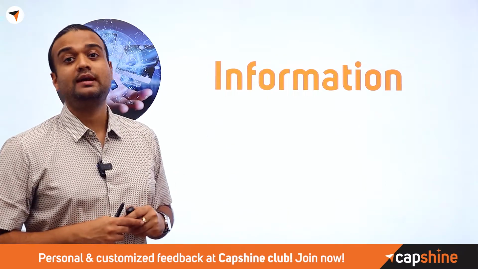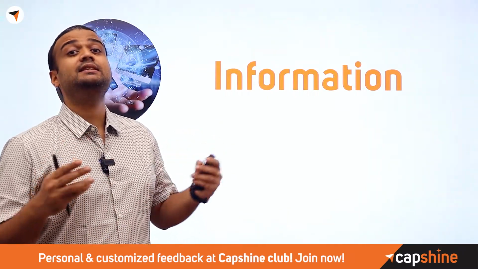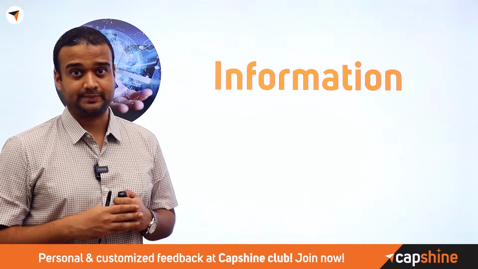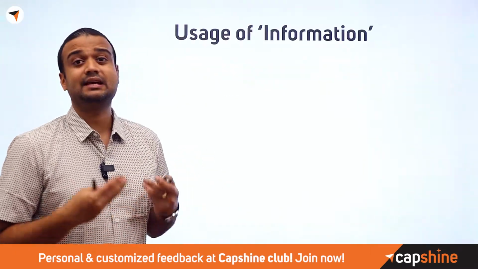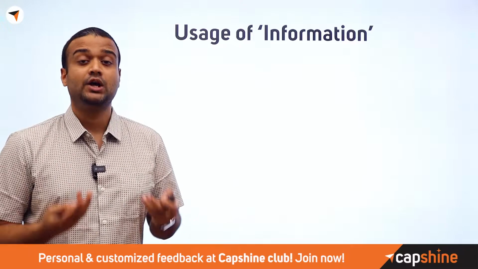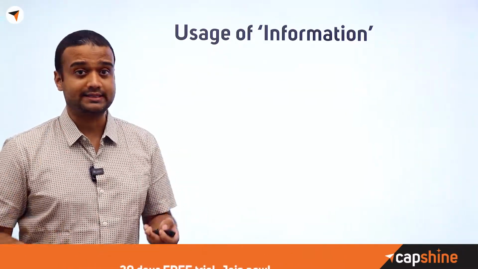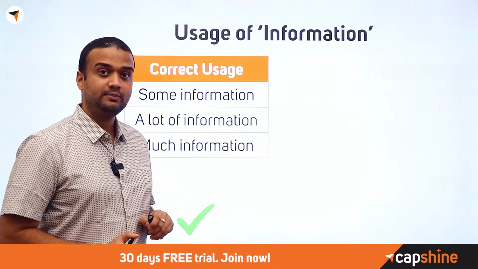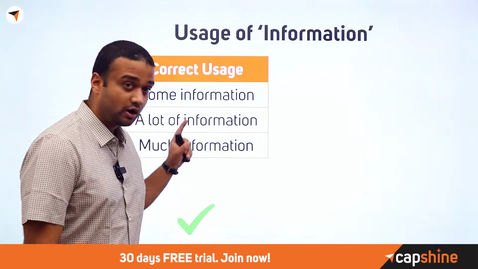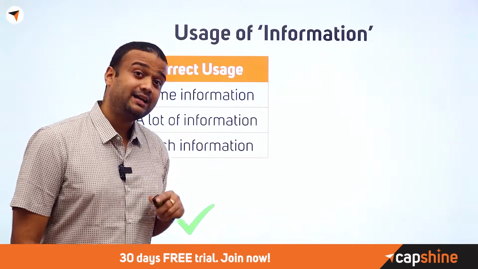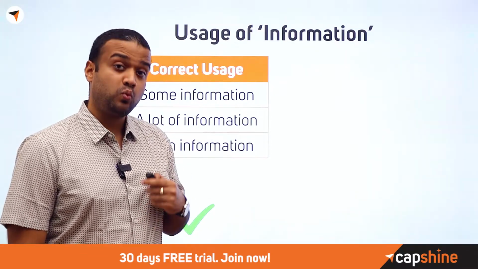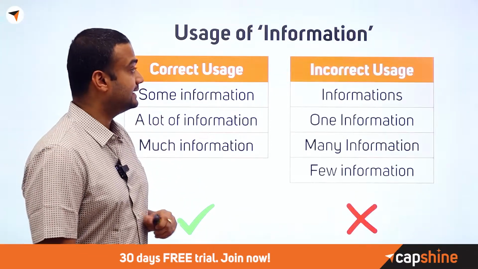Great. The final one is information. I've seen this used incorrectly many times. As with the previous one, information is a collective or rather a mass noun. You cannot quantify or pluralize it. The correct ways of using information: some information, a lot of information, and much information. On the other hand, the commonly misused way of using information is informations.